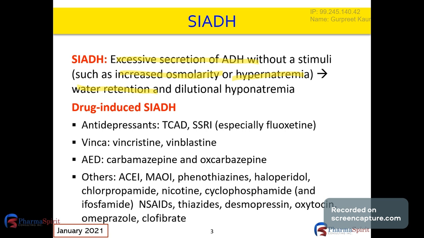There are drugs that cause SIAD, and common drugs are tricyclic antidepressants and SSRI, especially fluoxetine. Also, vinca alkaloids, vincristine and vinblastine. Some anti-epileptic drugs such as carbamazepine and oxcarbazepine, and a few other drugs like ACE inhibitors, MAO inhibitors, phenothiazines, haloperidol, chlorpropamide, nicotine, cyclophosphamide, NSAIDs, thiazide diuretics, desmopressin, oxytocin, omeprazole, and clofibrate.